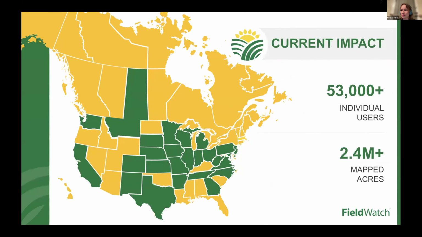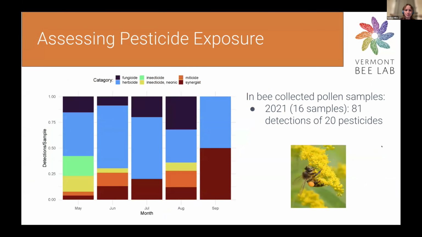Currently, FieldWatch services over 27 states. You can see here, these are numbers I pulled off their website: 53,000 plus individual users currently with over 2.4 million plus mapped acres on the site. In Vermont, we are now the first in New England to adopt the program. So this will be a pilot year to gauge interest from stakeholders in using the program, how useful it is for your operation and for pesticide applicators, and hopefully to continue this program into the future.